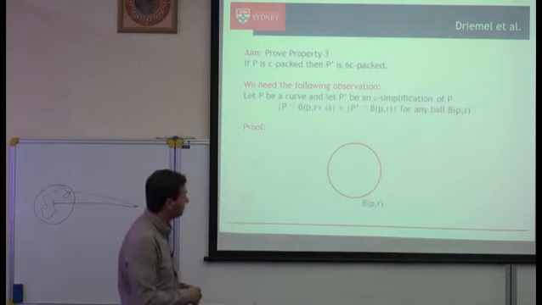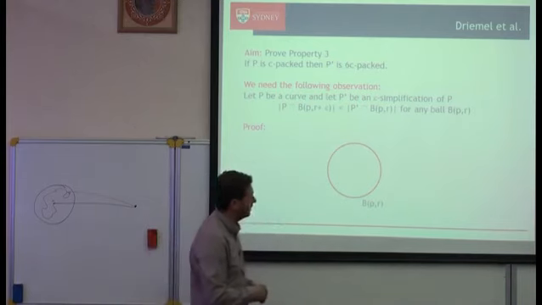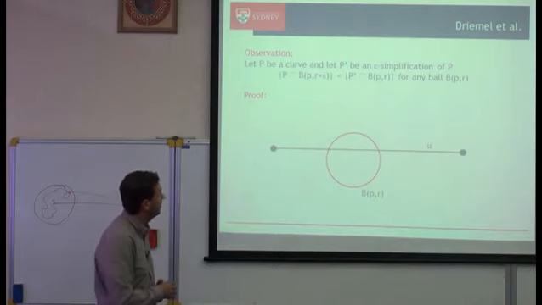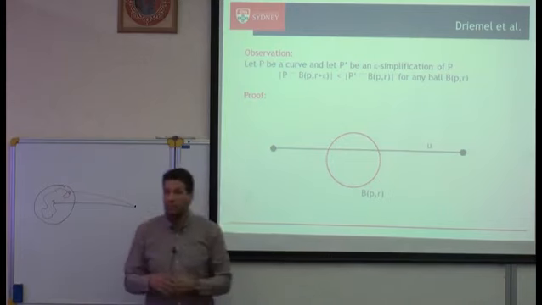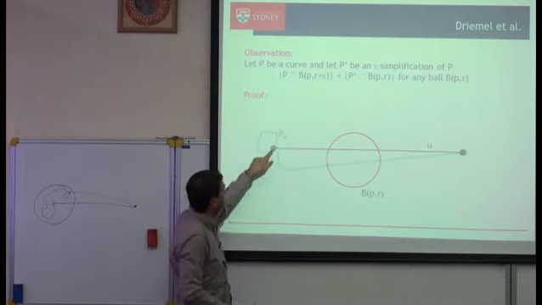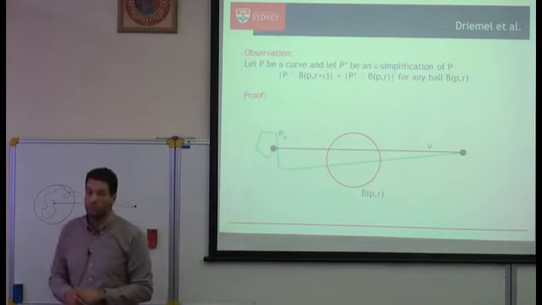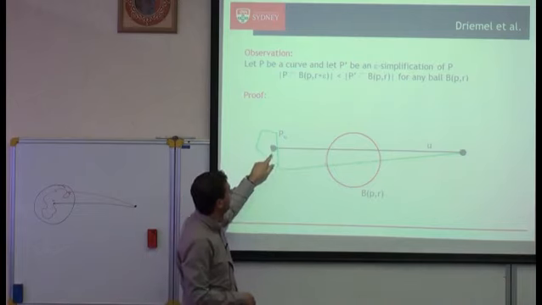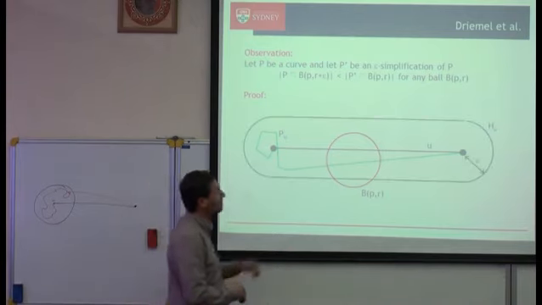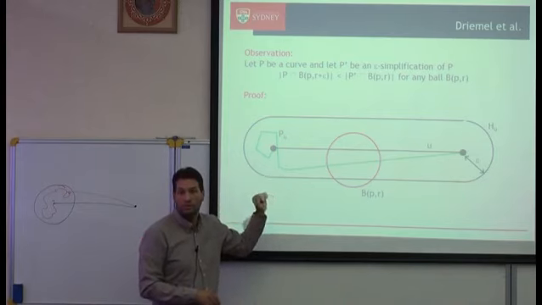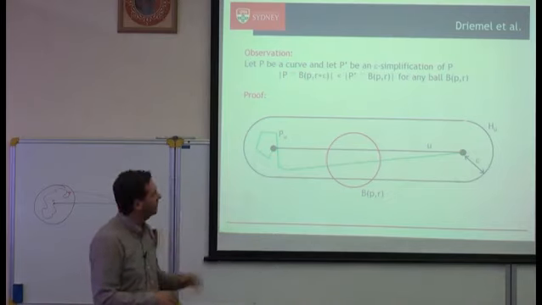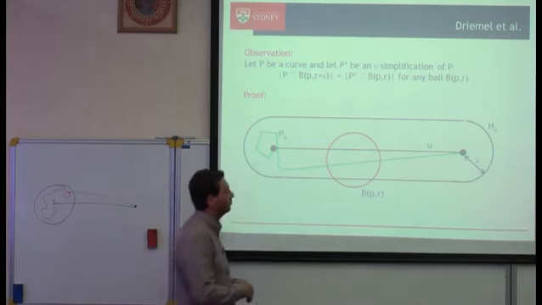So I look at the ball B(p, r), centered at p with radius r. And now I look at any segment U that intersects this ball. Then I look at the original curve between the two endpoints, the original curve before the simplification. It's not as trivial as I would think to prove this. I first thought that this should be a trivial statement to prove, but I tried to simplify this proof and I couldn't. So I'll give you this fairly complicated proof.